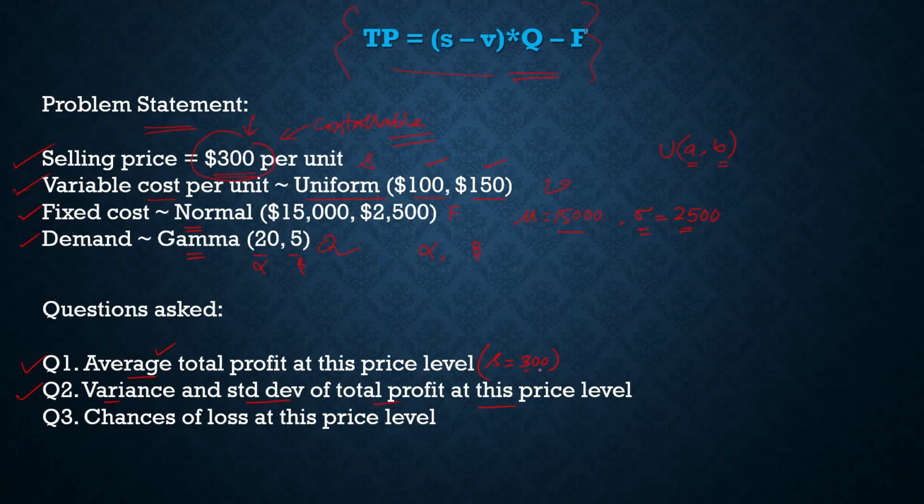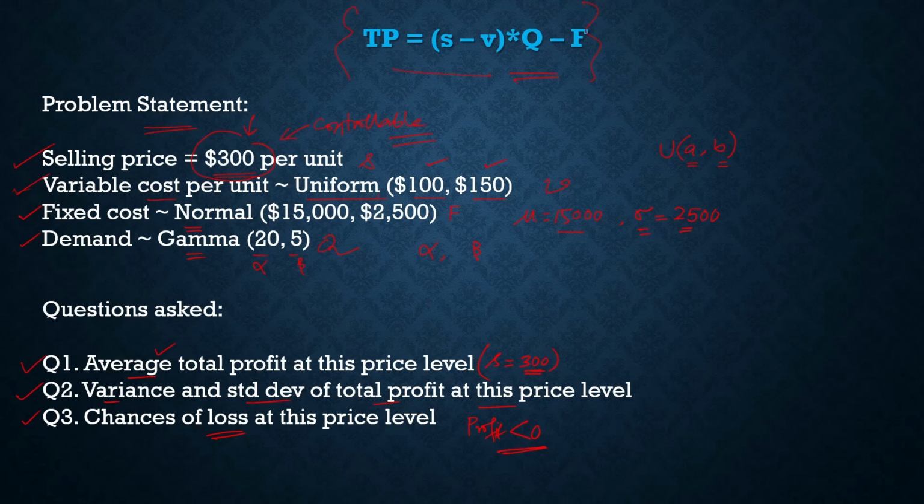That means if the price level is 300, what can be the variance and standard deviation of total profit? And what is the third question? The third question is, if the price level is 300, then what is the chance of having a loss? That means a negative profit, profit less than 0. What is the probability or chance of that?